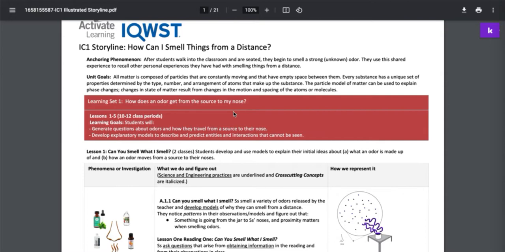And so this is one of those units where I really want students to develop their understanding and their thinking over time, based on the data that they collect and the experiences they have.